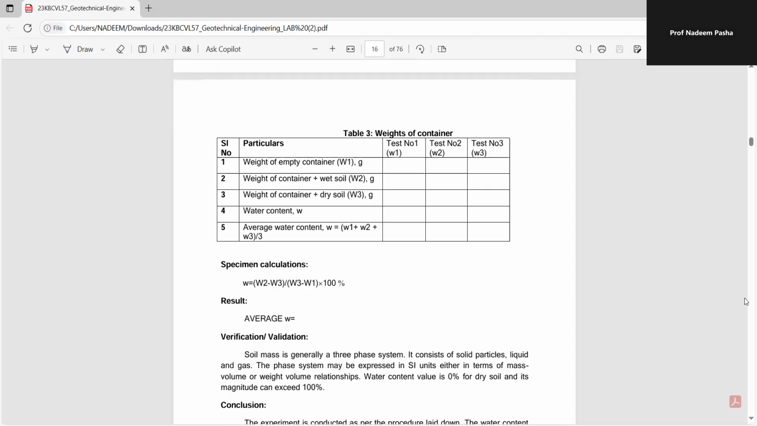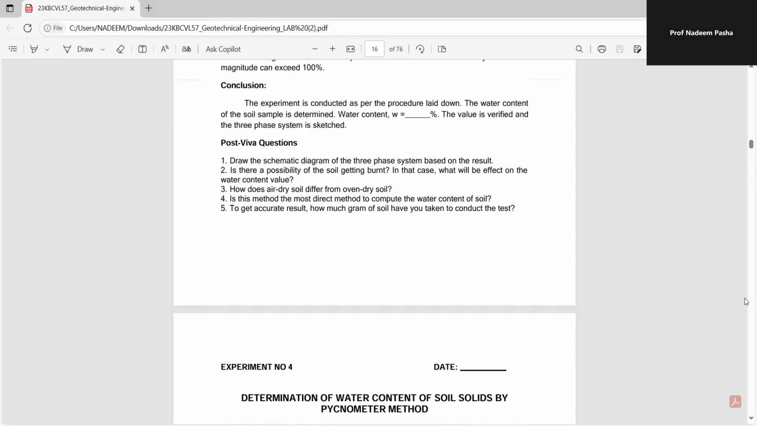Okay. So conclusion. The experiment is conducted as per the procedure laid down. The water content of the soil mass is determined. Water content w equals percentage. The value is verified and the three-phase system is checked. Draw the schematic diagram of the three-phase system based on the result. So that you can do the diagram.